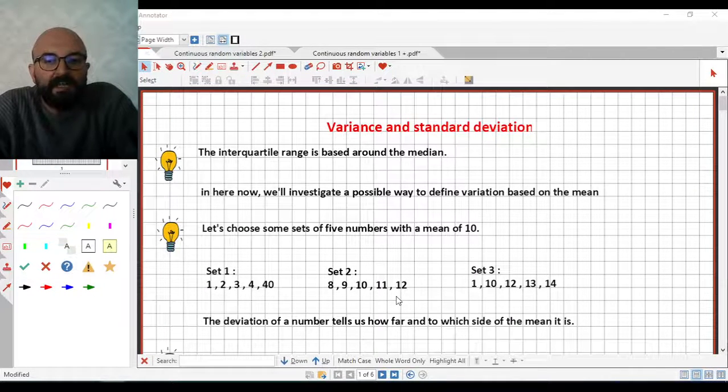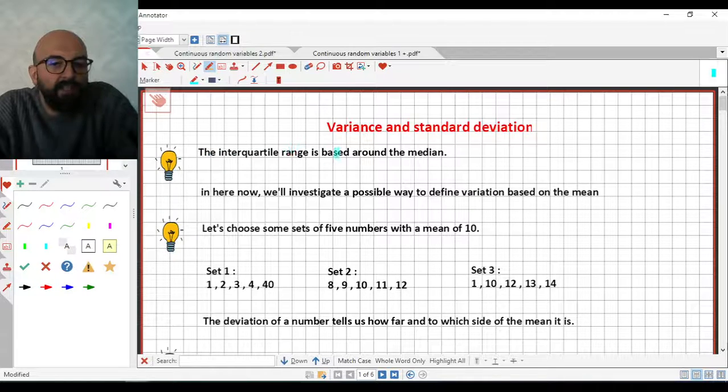Now, in this lesson, we will learn variance and standard deviation. Okay, now we can start the interquartile. As you remember, range is based around the median. Now, we will investigate a possible way to define variation based on the mean.